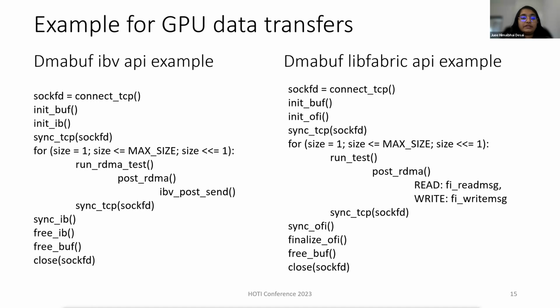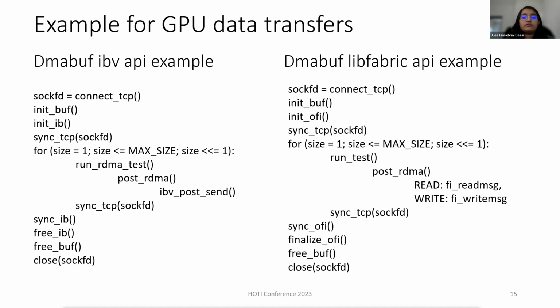Once this is done, we sync both the ends using sync TCP. So this is where we do a dummy data transfer to check that both the ends are ready for further operations. So now that we have our client and server setup, we will do the data transfer with run RDMA test, which ultimately is executing the ibv_post_send verbs call. The ibv_post_send call posts a list of work requests to a send queue, and once this call returns, we poll the completion queue and check for completions.